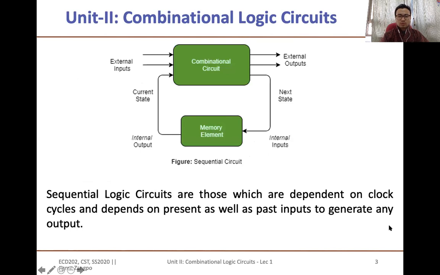Now, this one is the symbol diagram for a sequential circuit. Sequential circuits are those circuits which are dependent on the clock cycle and depend on present as well as past input to generate any output. Now, you can clearly see in this diagram, the sequential circuit is a combinational circuit, and it has a feedback.